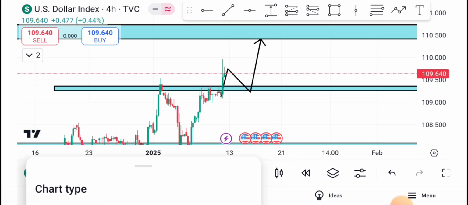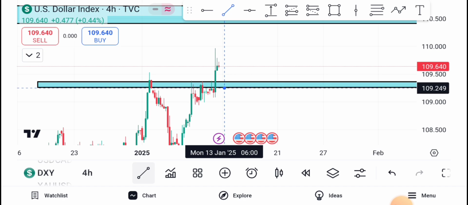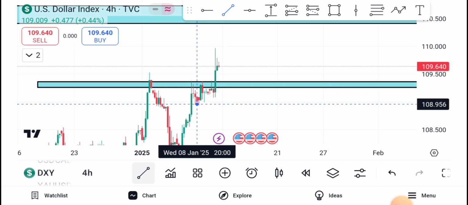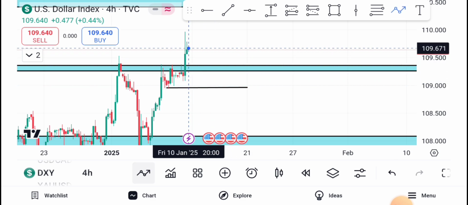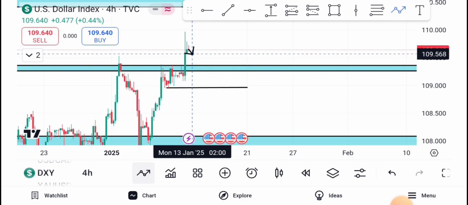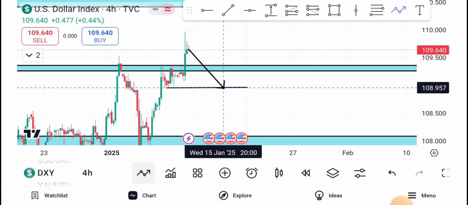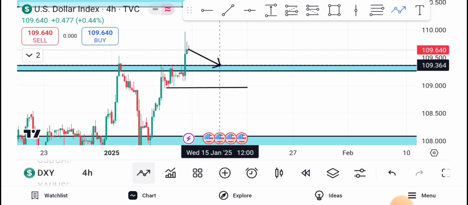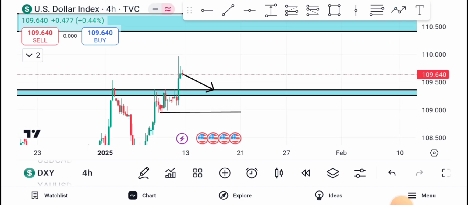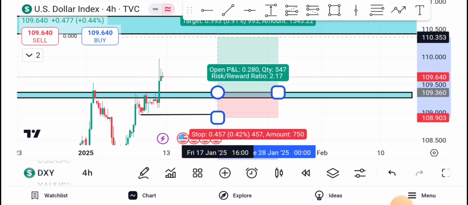Easy. Then my bias is going to be buys until this low has been taken out. So as long as price stays in this range from here to here, as long as price is within this range, I'm looking for buys to the upside unless price breaks this region. Okay, so this is what I'm looking for on the DXY this week.